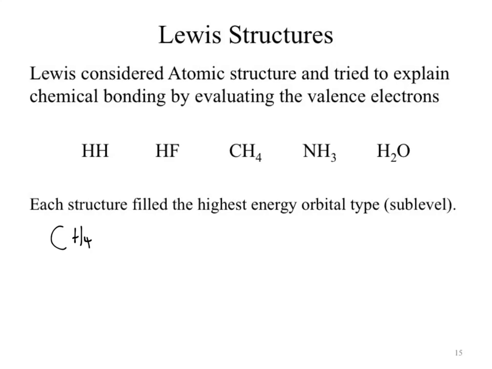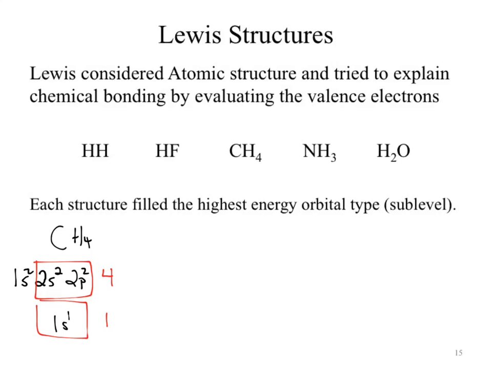So I can look at the electron configuration for carbon, which is 1s2, 2s2, 2p2. Of those, which ones am I concerned about? Which means carbon's going to bring in how many electrons? What's the electron configuration for hydrogen? 1s1. What's its valence electrons? 1. So it brings in 1 electron. So I need 5 electrons in my structure. Everyone agree?